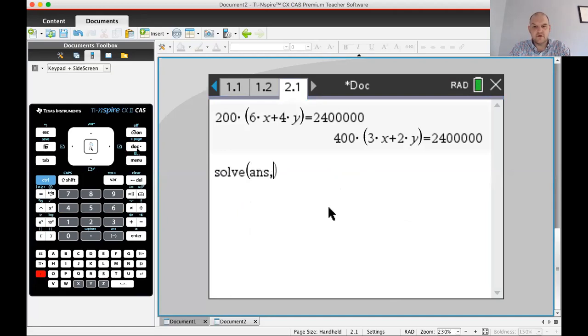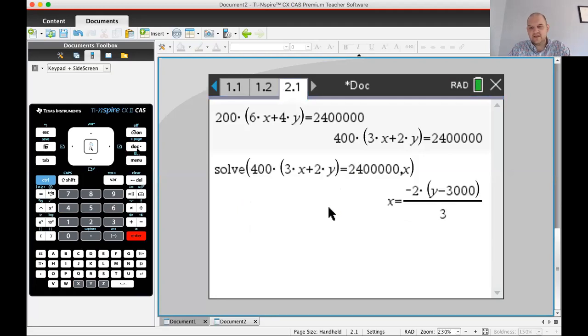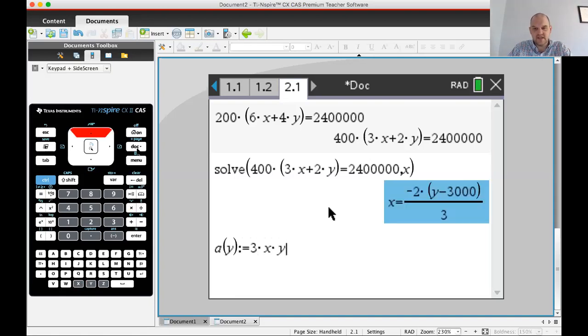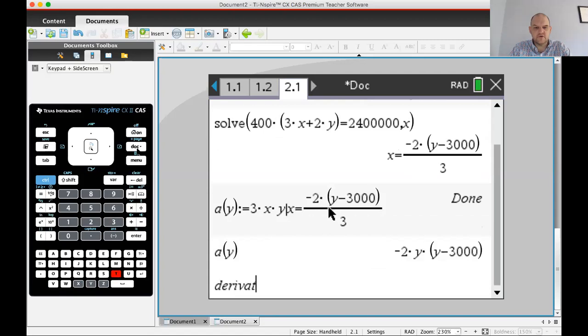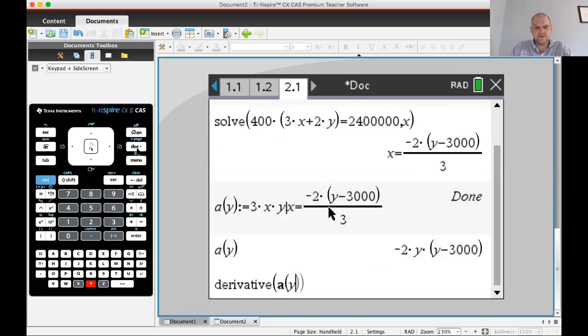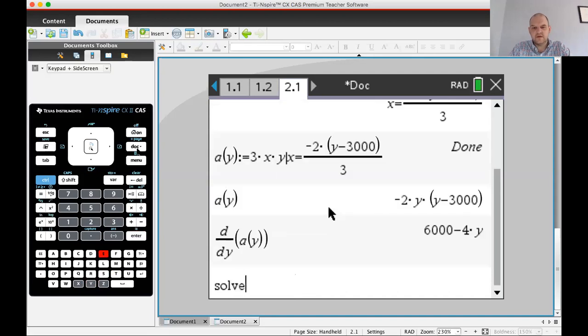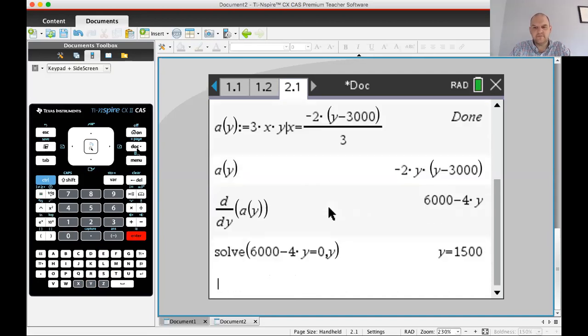Let's solve this for x and get that. And the area as a function of y was 3 times x and then times y, such that this is true. So what's the area as a function of y? Okay, derivative of A of y with respect to y. You should be using templates when you do this. Solve the answer equals 0 for y. We get 1500. I then did the second derivative.